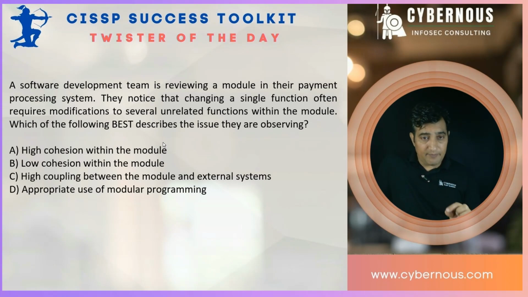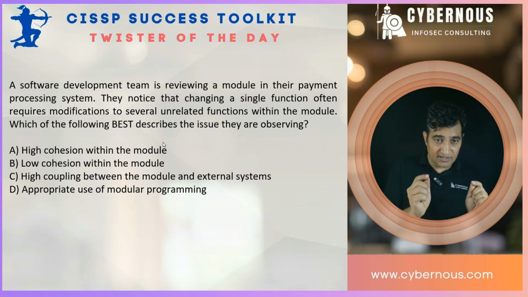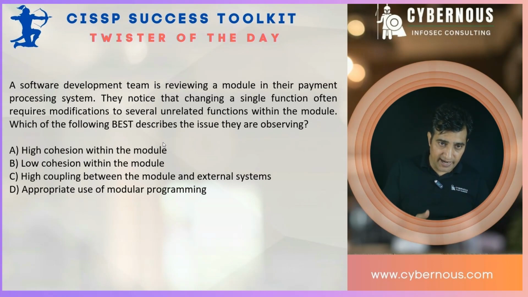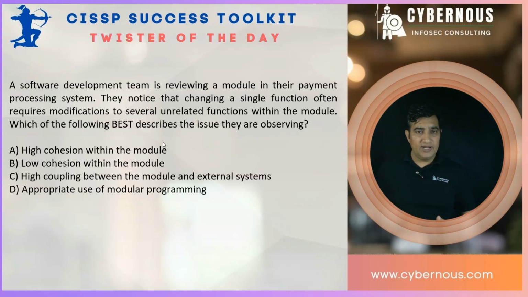So the first thing we need to understand is that coupling is an inter-module dependency, and we need to reduce it as much as we can in software development. So the coupling has to be as low as possible, right? That's concept number 1. Concept number 2 is cohesion.